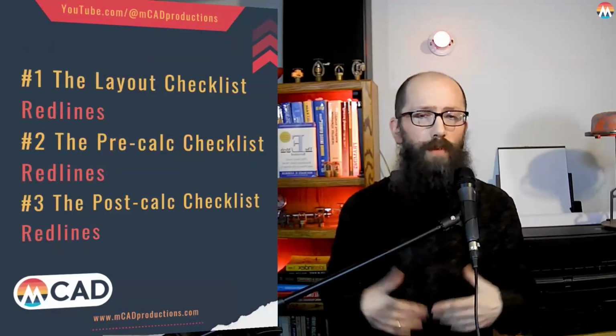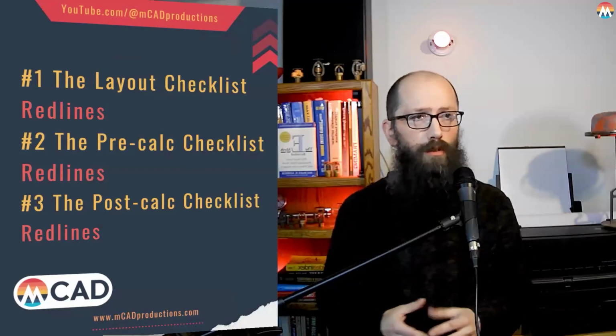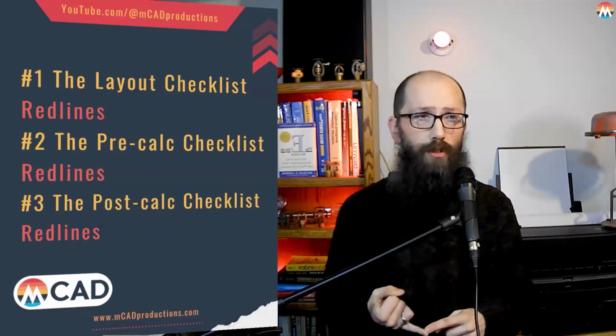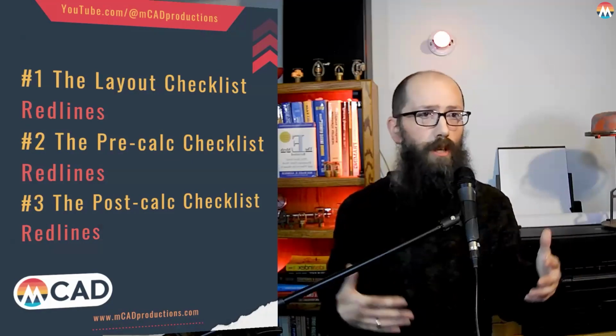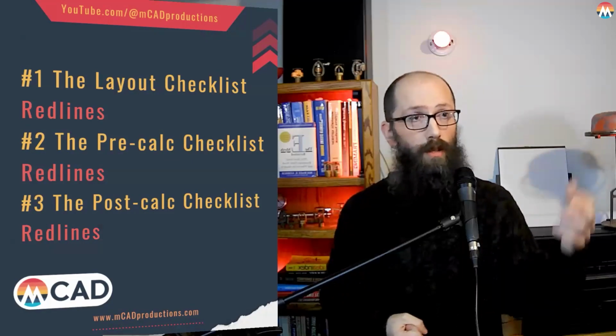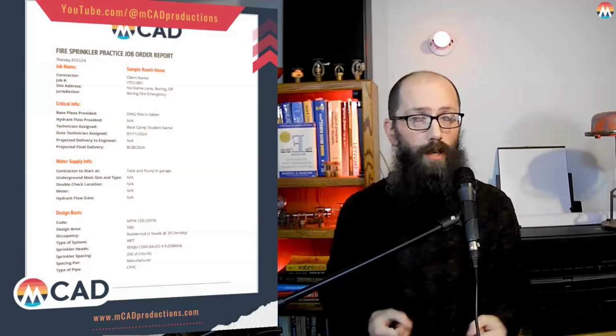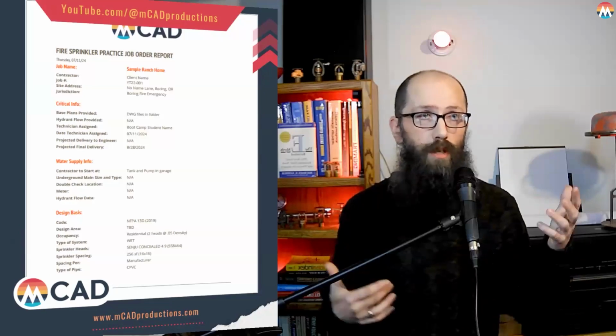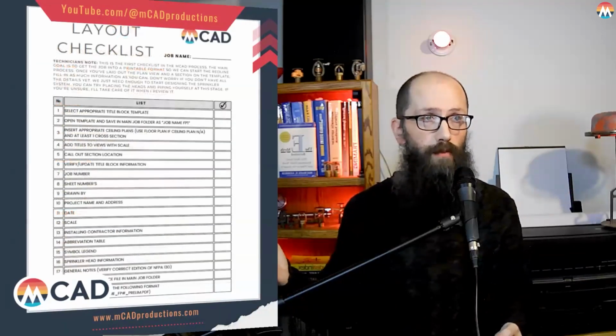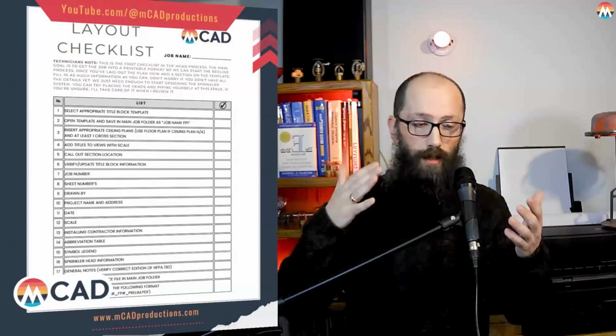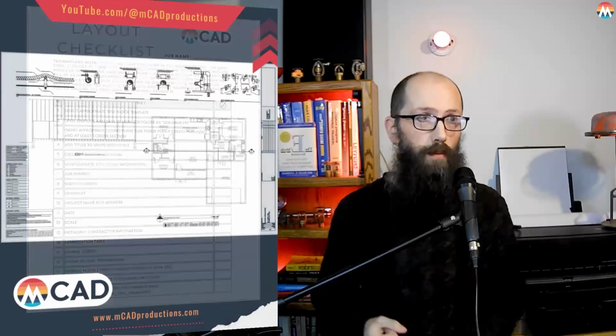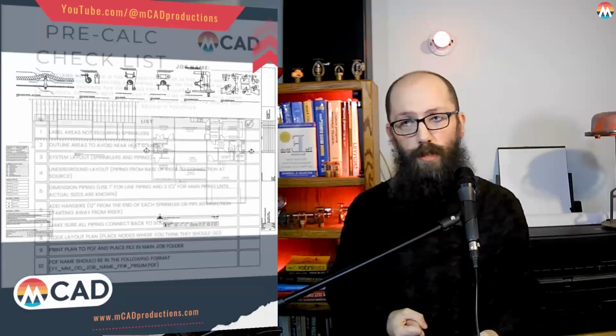All right, so we've been talking about all these checklists. So far we went through the layout checklist and the pre-calc checklist. We had some red lines in between. Now we're coming up to the post-calc checklist, but we started with this job order report. We had our information and our layout checklist that got us started with having a piece of paper we could pass back and forth. Here we see it.